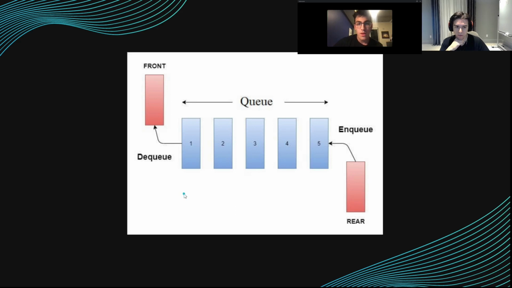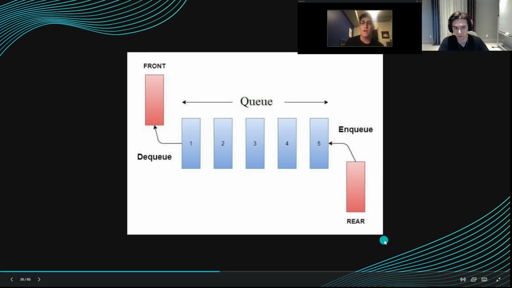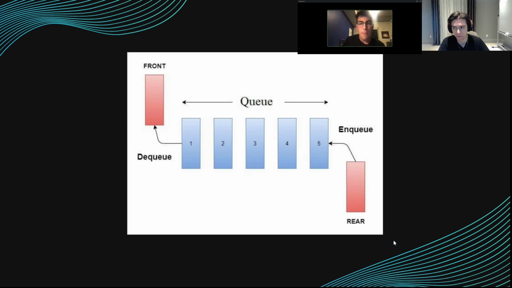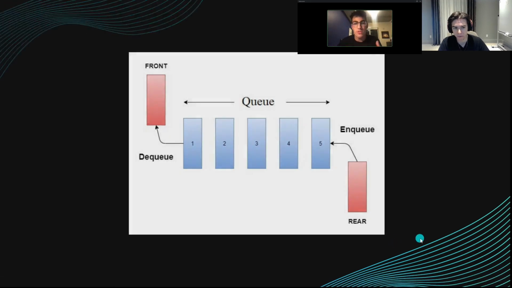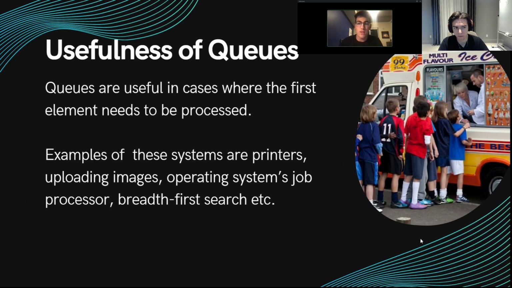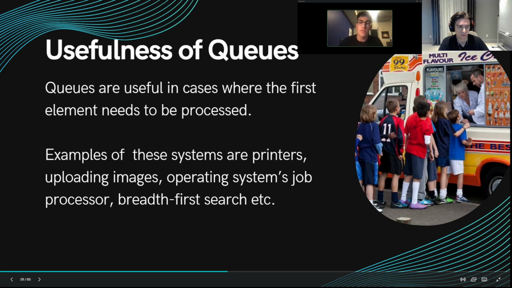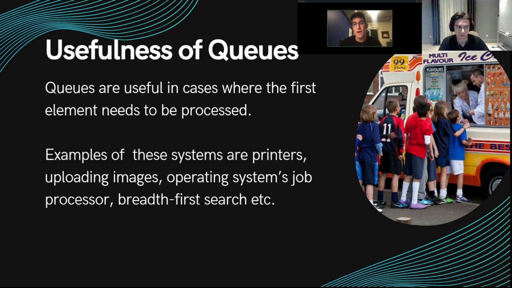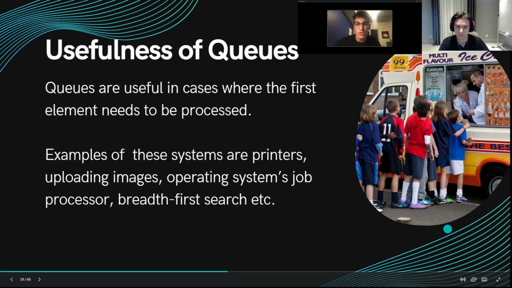So why are queues useful? Queues are useful in cases where the first element needs to be processed first. Examples of this are printers, uploading pictures, operating systems, job processors, and breadth first search. And so, like we can see here with an ice cream truck, we need to tend to the customers who come first to the ice cream truck, or the people at the front will start to get angry if we tend to people behind them. So that's kind of a real world usefulness of a queue.